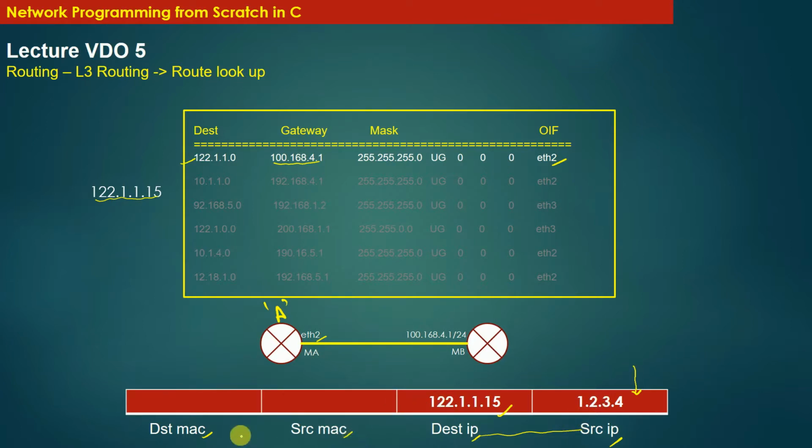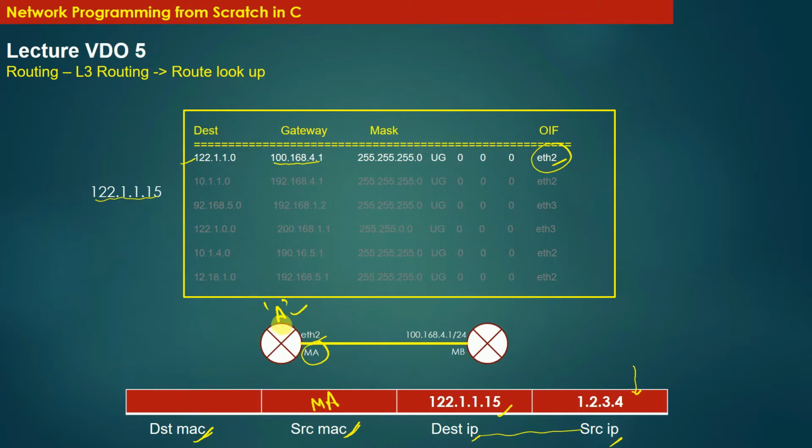What changes is the source MAC and destination MAC. When the router forwards the packet to the next hop, the source MAC and destination MAC change. So remember, source MAC and destination MAC change hop by hop. Now, where will the router get the source MAC and destination MAC from? Source MAC is the MAC address of the interface through which router A will send out the packet. From the routing table entry, router A knows that the packet needs to be sent out of the interface Ethernet 2. So the MAC address of the interface Ethernet 2 is MA, and the source MAC address will be MA.